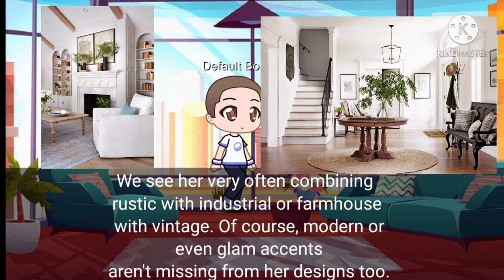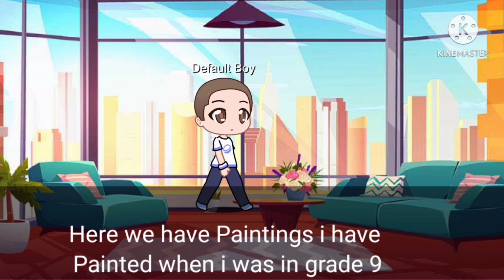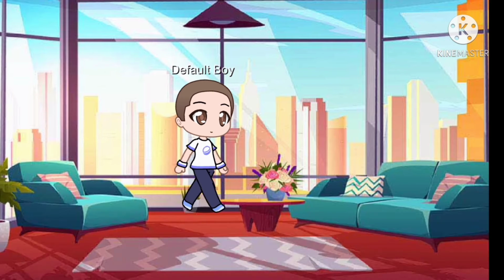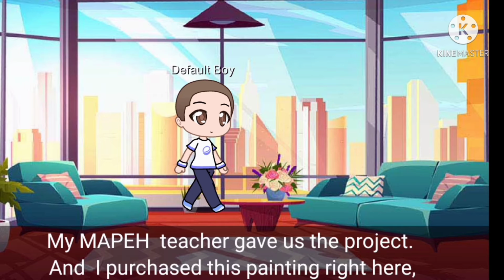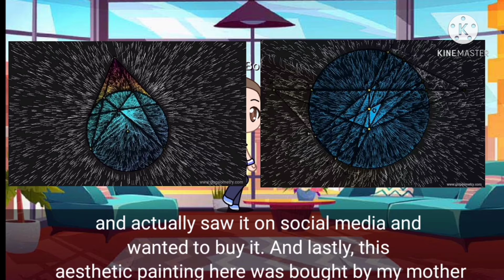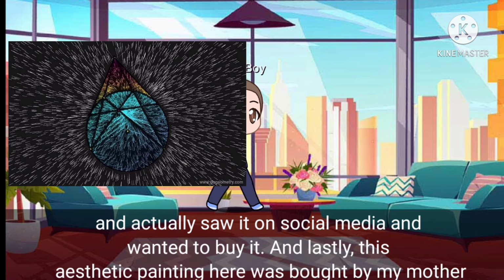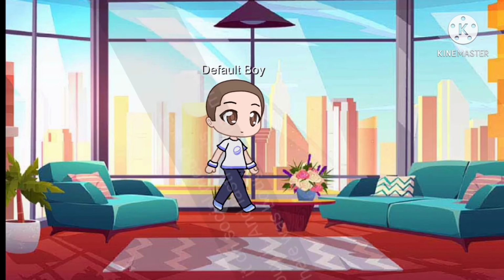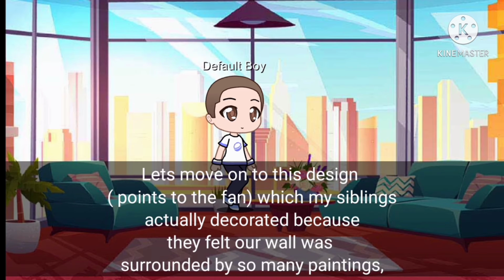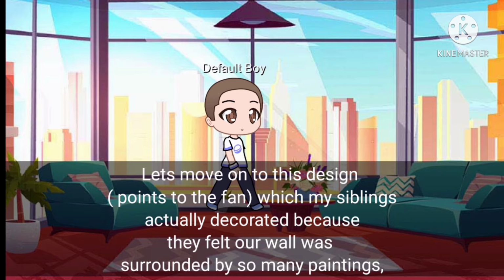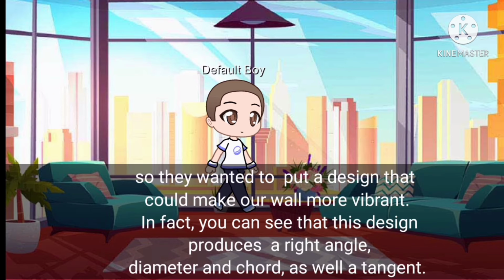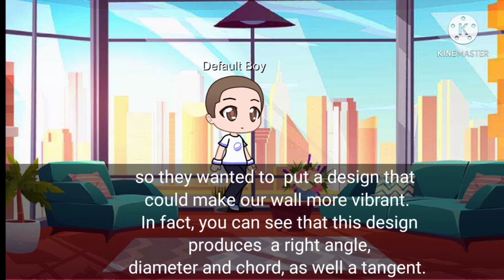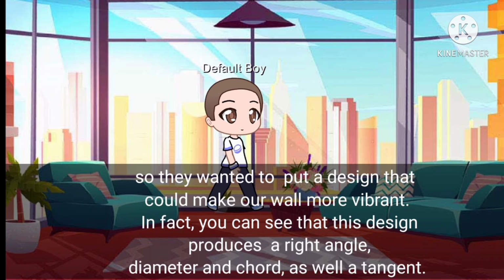Of course, modern or even glam accents aren't missing from her designs. Here we have paintings I painted when I was in grade 9. My Mapeh teacher gave us the project. I purchased this painting right here, and actually I saw it on social media and wanted to buy it. And lastly, this aesthetic painting here was bought by my mother. Let's move on to the design. Pointing to the pan, which my siblings actually decorated because they felt our wall was surrounded by so many paintings, so they wanted to put a design that could make our wall more vibrant. In fact, you can see that the design produces a right angle, diameter, and chord, as well as tangent.